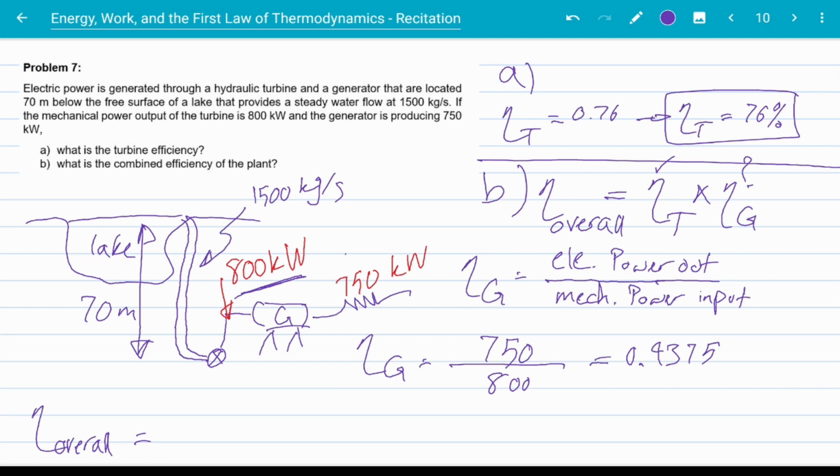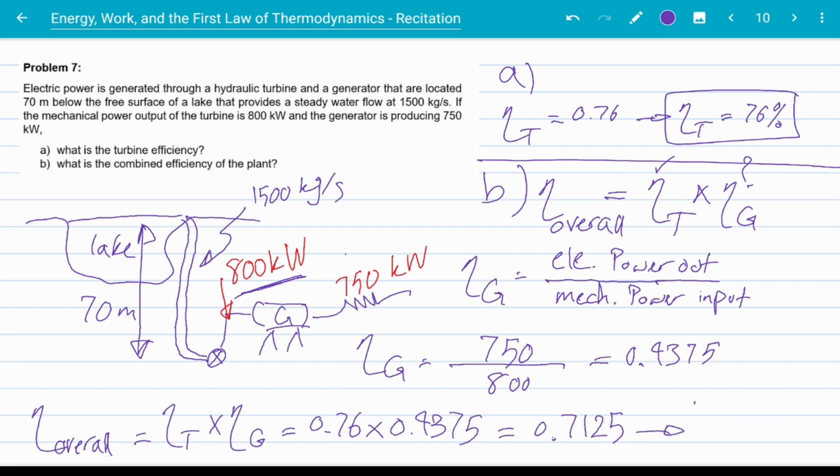Now, the overall efficiency is going to be the efficiency of the turbine times the efficiency of the generator, which is 0.76 times 0.9375. Doing the math, we get that the overall efficiency is 0.7125. Overall eta, or overall efficiency, is 71.25%.